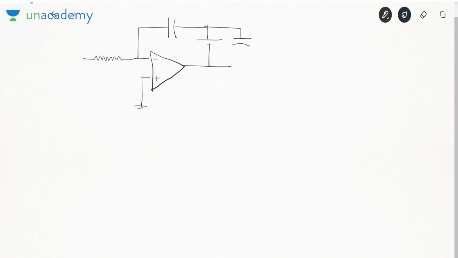That means now the voltage of capacitor C2 is fixed. What is the voltage? 2.5. This is 0 volt by virtual ground. So how will you write V out? It is 0 minus Vc1 minus 2.5. We need to know the time at which V out is minus 10.